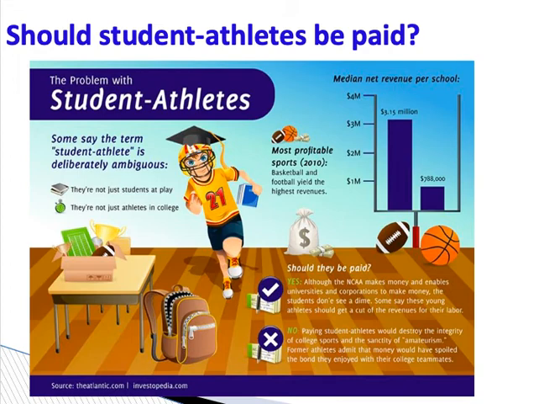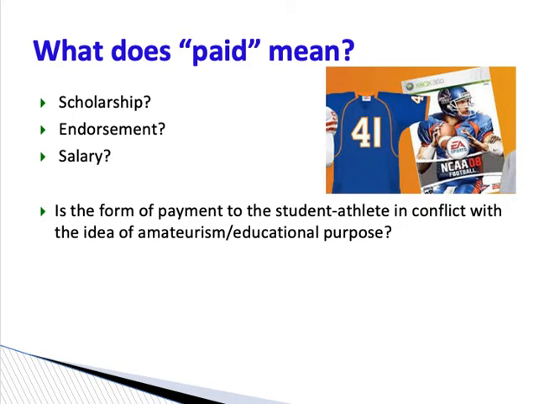So to understand this, we look at two aspects. The first aspect is what does pay mean? Does pay mean they should receive scholarships, or can they receive endorsements, which means they can actually make revenue from their image and likeness, or can they receive a salary? So there are three different levels here. Currently, all student athletes, D1 and D2 athletes, are able to receive scholarships, right? So the first one is they receive scholarships.